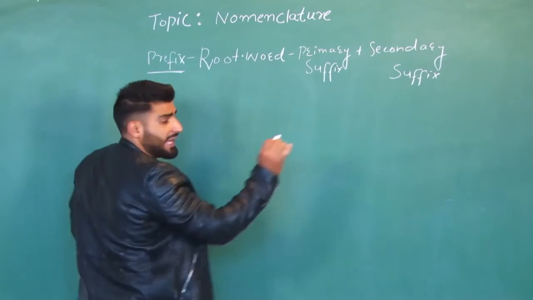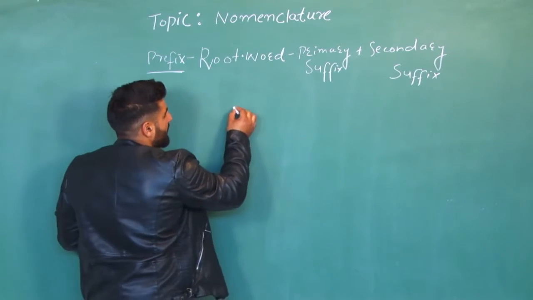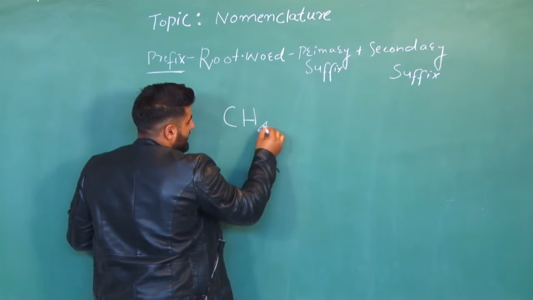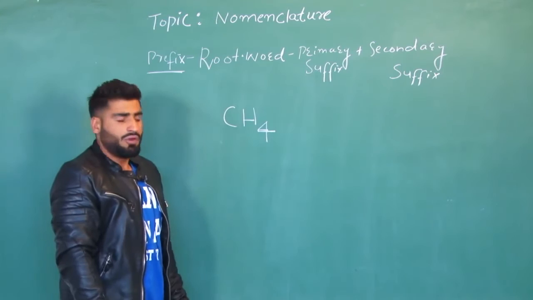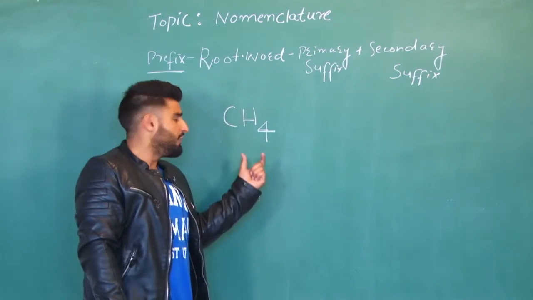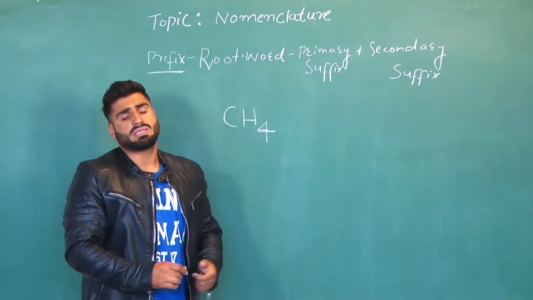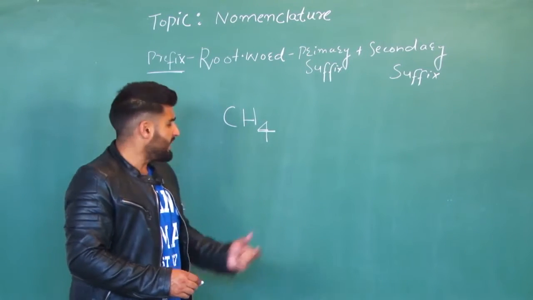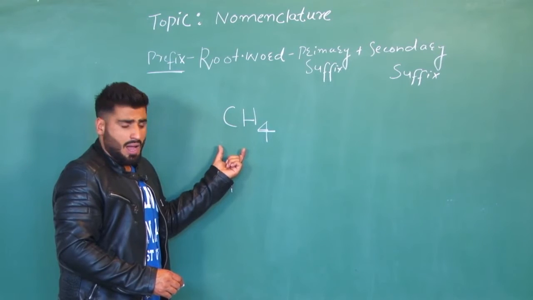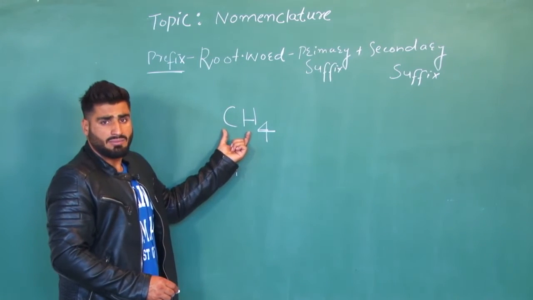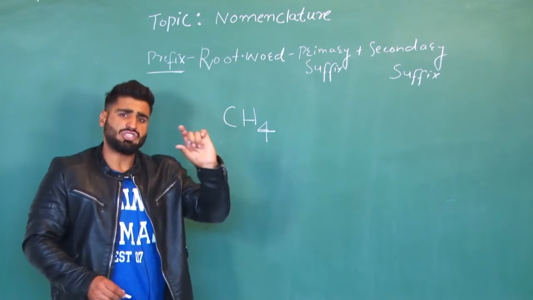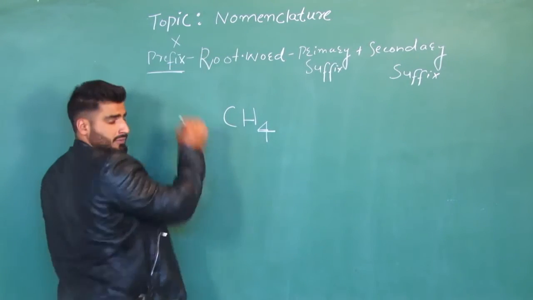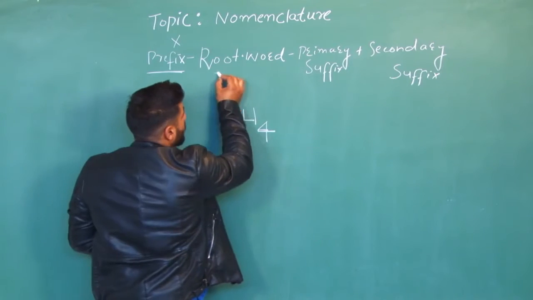So now I will be taking a very simple compound. I have a compound here, CH4. Let's see what will be the IUPAC name of this compound. I will be using all the rules. Here in this compound, I have only a single carbon atom that will serve as the carbon chain. So there are no side chains, so the prefix is omitted. Now I only have the root word.